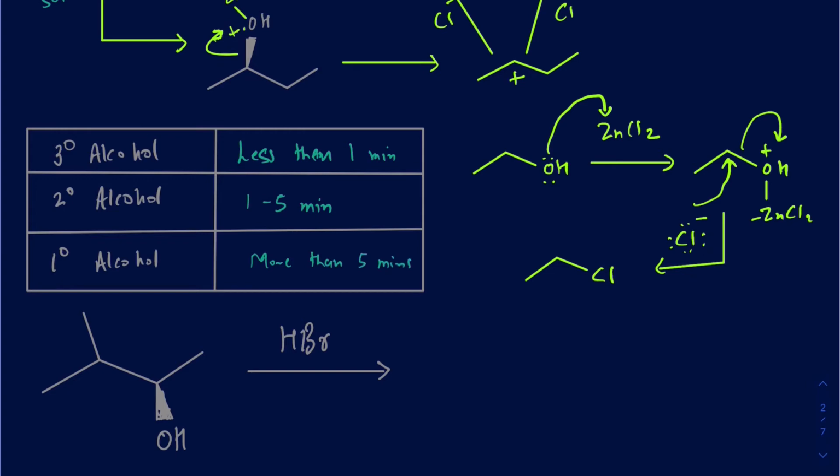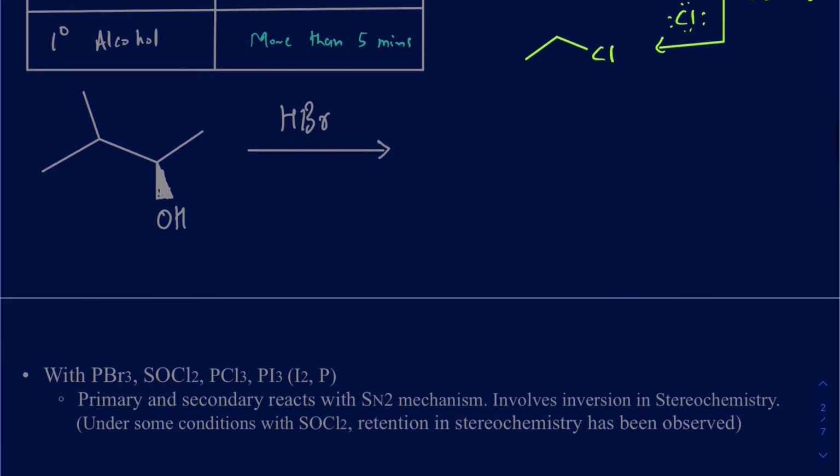So that's how you can tell if you have a primary, secondary, or tertiary alcohol based on this Lucas reagent. Now, suppose I have this question here where I got this secondary alkyl halide, a secondary alcohol. I'm reacting that with an HBr, and what's going to be the product?